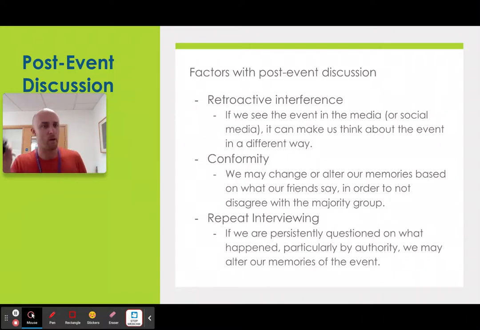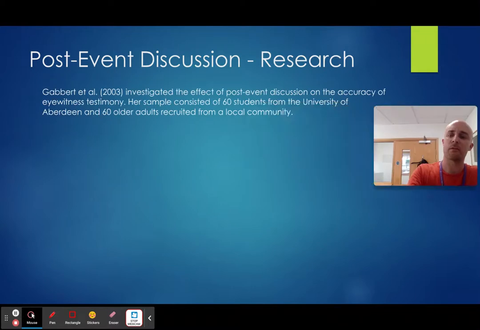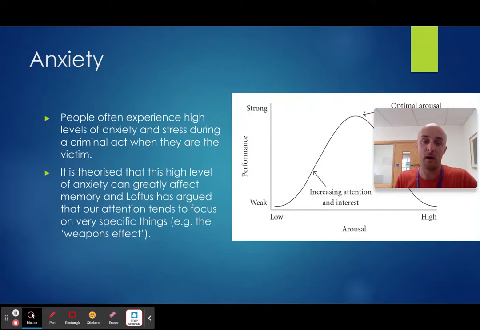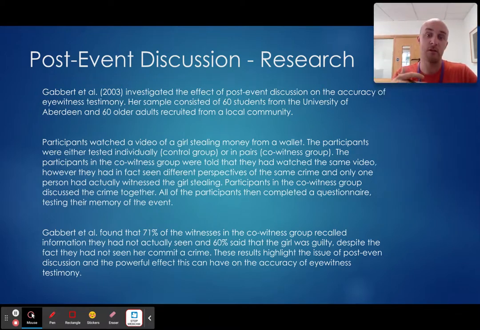So this is all AO1 here, by the way, and you do need to know this. I'm not going to go through Gabbert, although Gabbert is research you do need to know. It's a really, really good piece of research. So for leading questions, you need Loftus and Palmer. For post-event discussion, you need Gabbert, and you do need to know, I'd say, pretty much the whole piece of research here. So again, you may want to pause this and make sure you've got particularly the stats down as well, and you actually understand the piece of research. I'm not going to go through this because I'm just going to end up reading this.